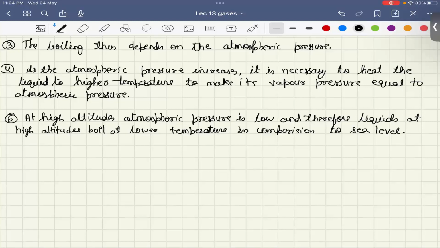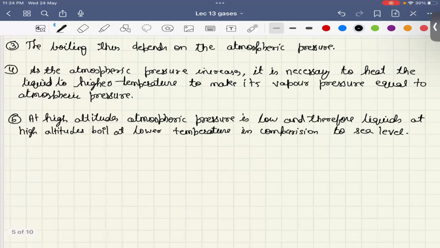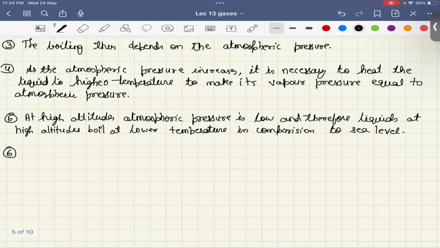right? Generally, boiling point for most of the liquids are specified as normal boiling points, and the normal boiling point of a liquid is the temperature at which the vapor pressure of liquid becomes equal to 1 atmosphere. Right? So, sixth one is our definition of normal boiling point.